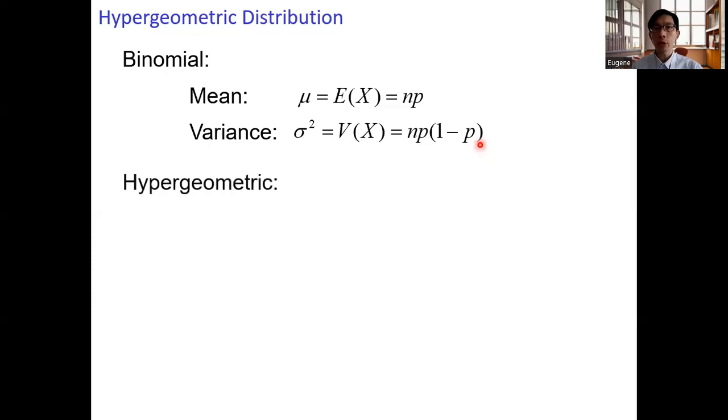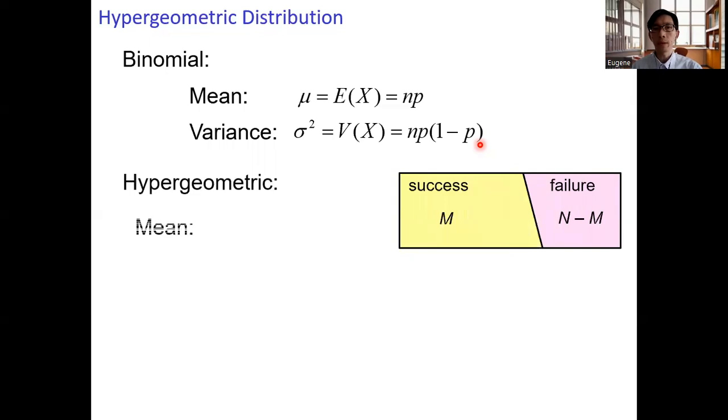For the hypergeometric distribution, the mean is n times big M over big N. Compare the expression for the hypergeometric and the binomial. In fact, for the hypergeometric distribution, the expression M over N is the probability of success, which is p in the binomial distribution.